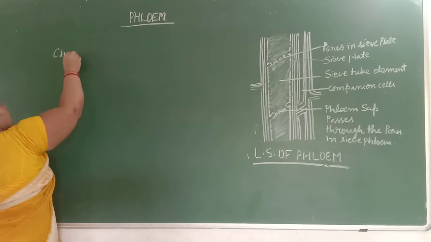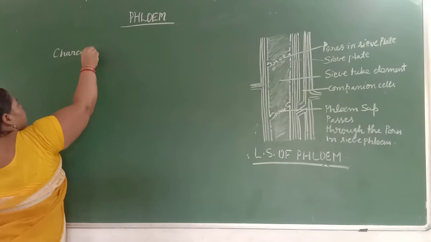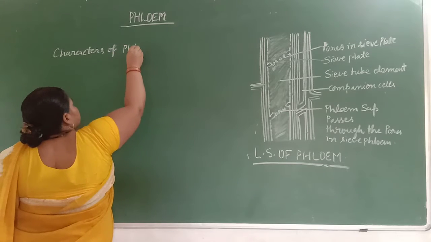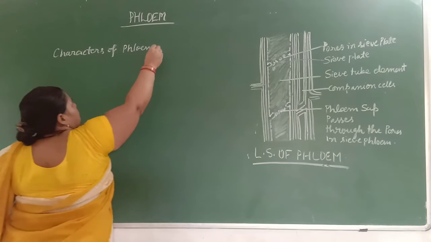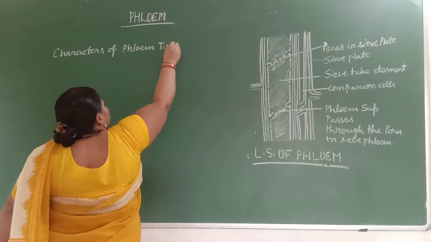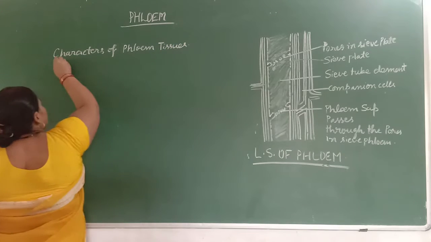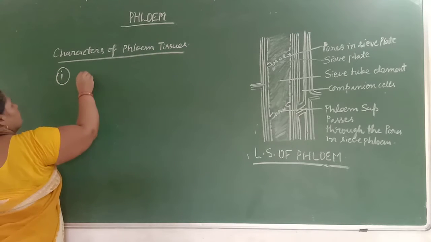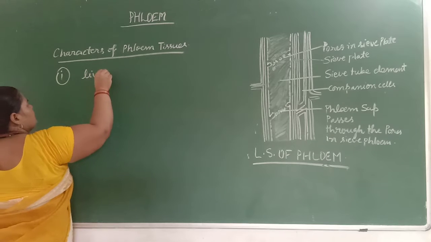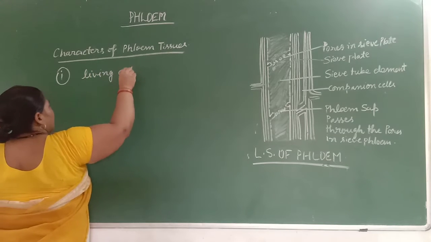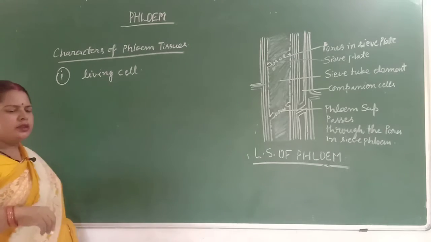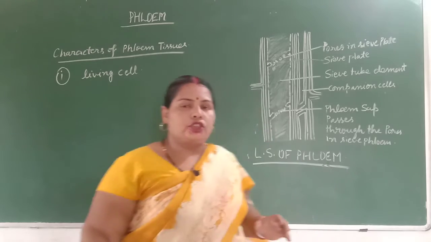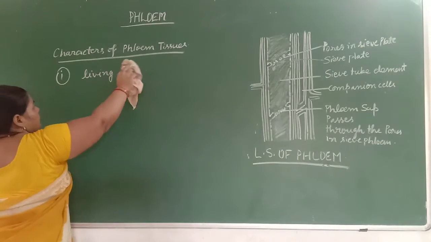Characters of phloem tissues. The first is the living cells. Understand, students? The first character is the living cells. Living conducting tissues. You can say the living conducting tissues.